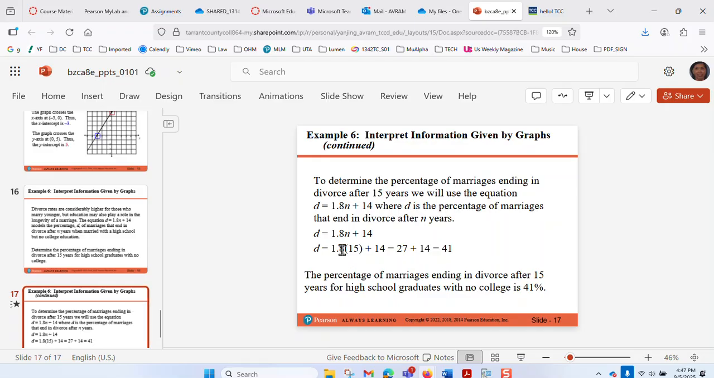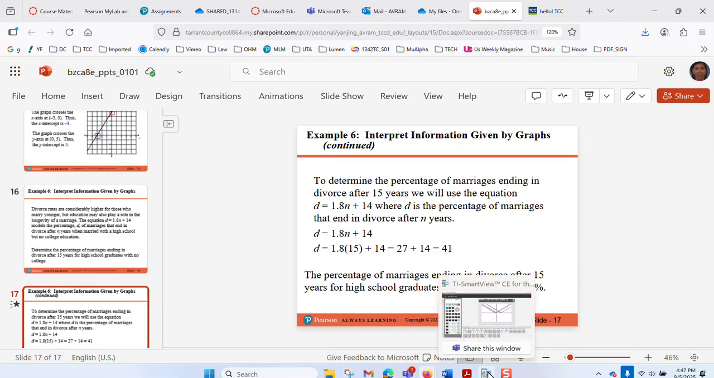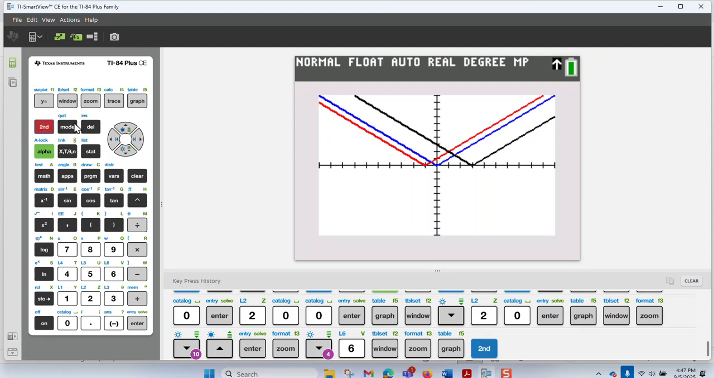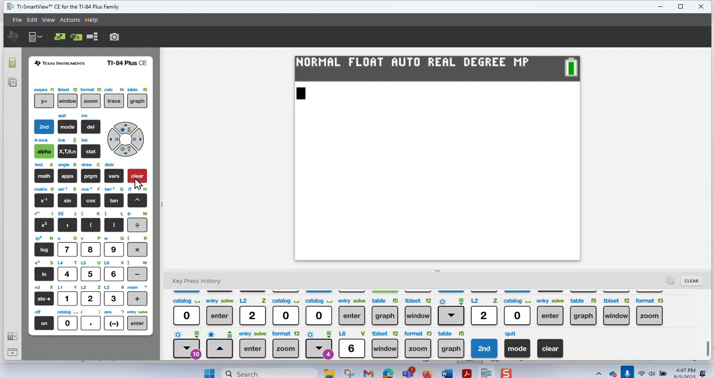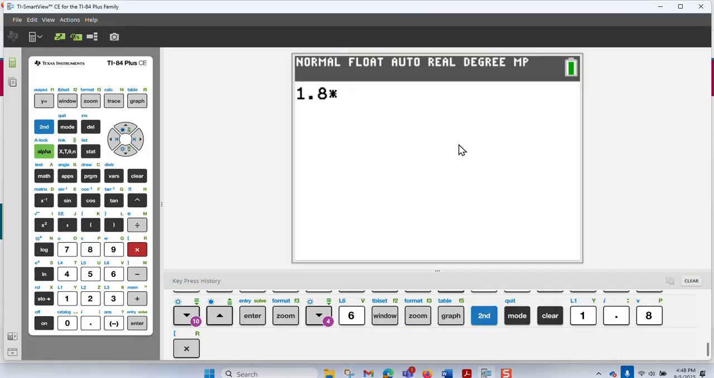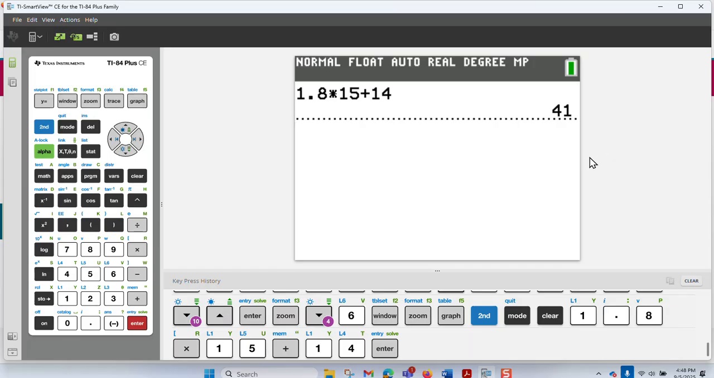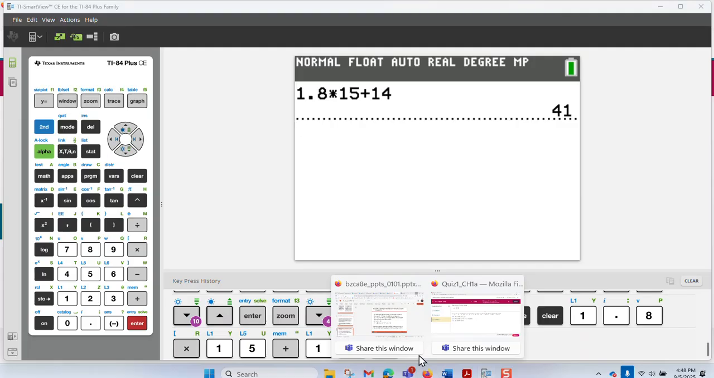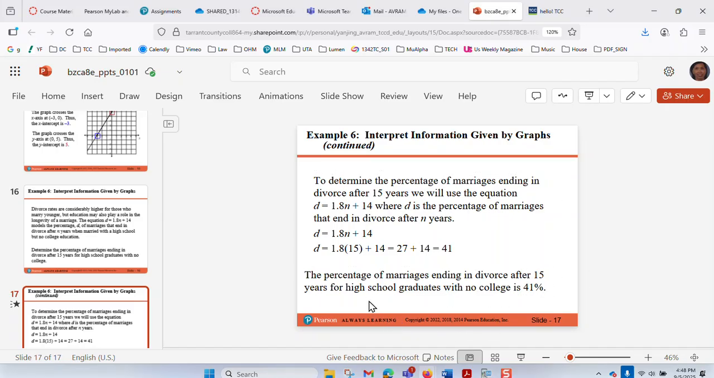All right, so how do you put it in a calculator? Well, you can go to the calculator. Look at this one right here. You can have 1.8, okay, 1.8 times 15, right? And then plus 14, okay? And then you hit enter. Oh, you got 41. Wow, that is pretty high, right? After 15 years, the divorce rate is 41%. All right, so that is considered a high one, okay?